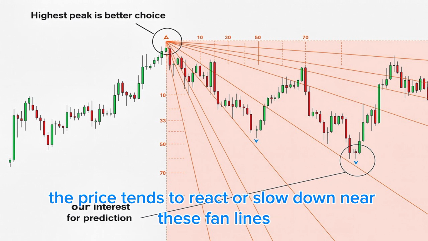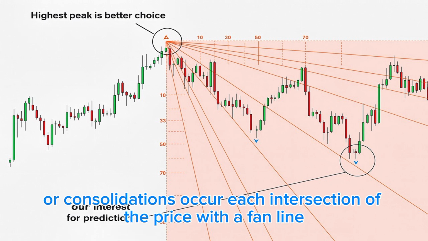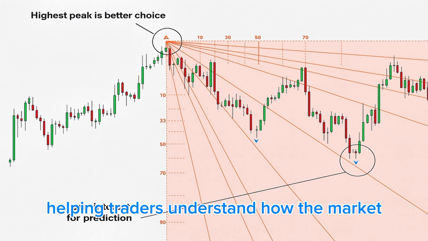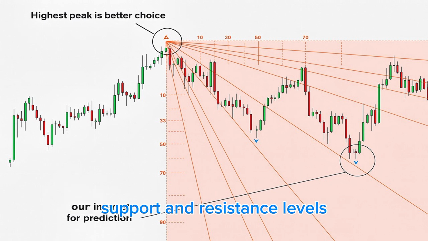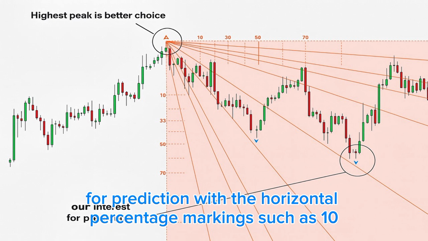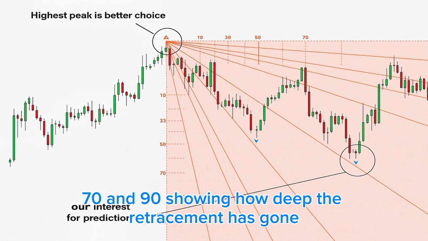The price tends to react or slow down near these fan lines, creating natural areas where short-term reversals or consolidations occur. Each intersection of the price with a fan line marks a key reaction level, helping traders understand how the market respects these geometrically derived support and resistance levels. The shaded red region represents the area under observation for prediction, with the horizontal percentage markings such as 10, 33, 50, 70, and 90 showing how deep the retracement has gone.